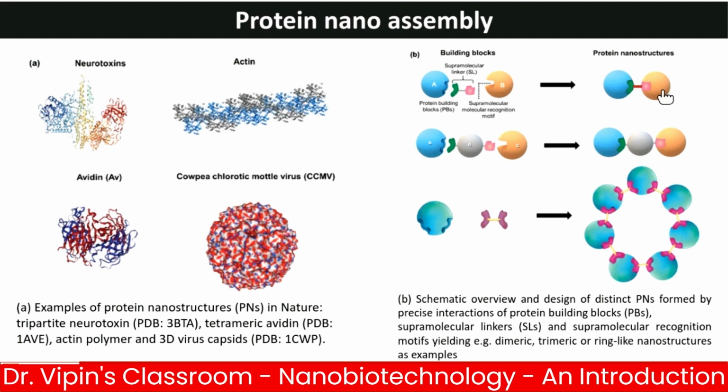Then, of course, you could have an intermediate molecule here, which has a supramolecular linker for A and a supramolecular linker for B. And now you have three different proteins coming together, or three different polypeptides coming together, or three different domains coming together.